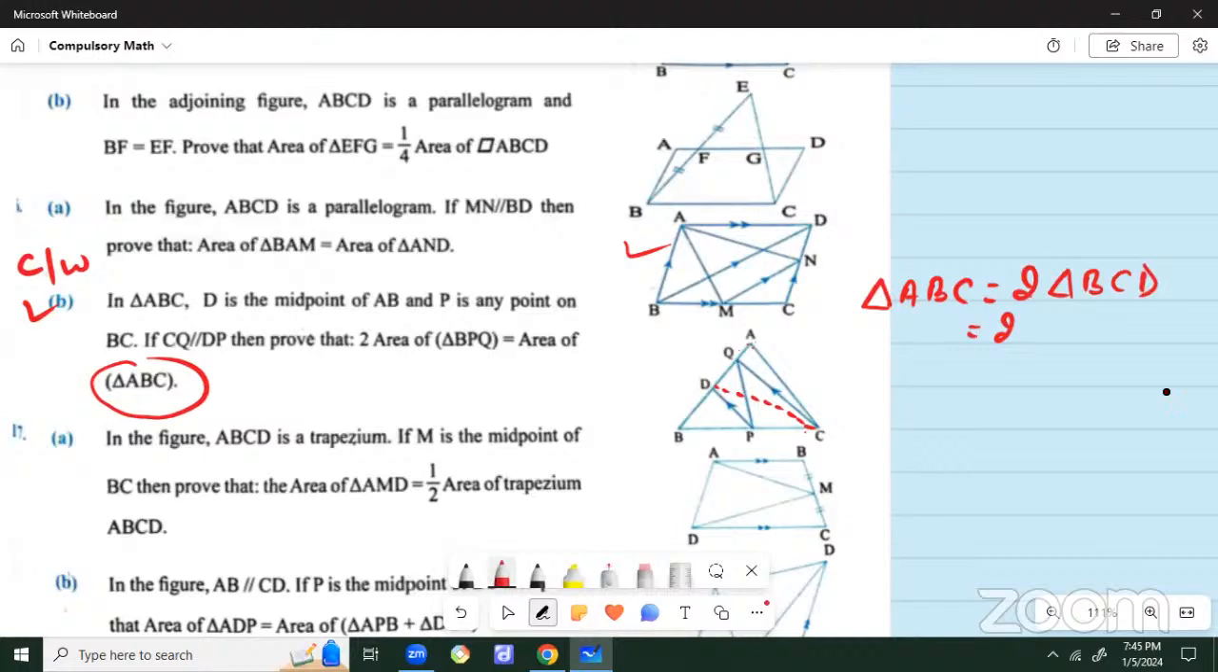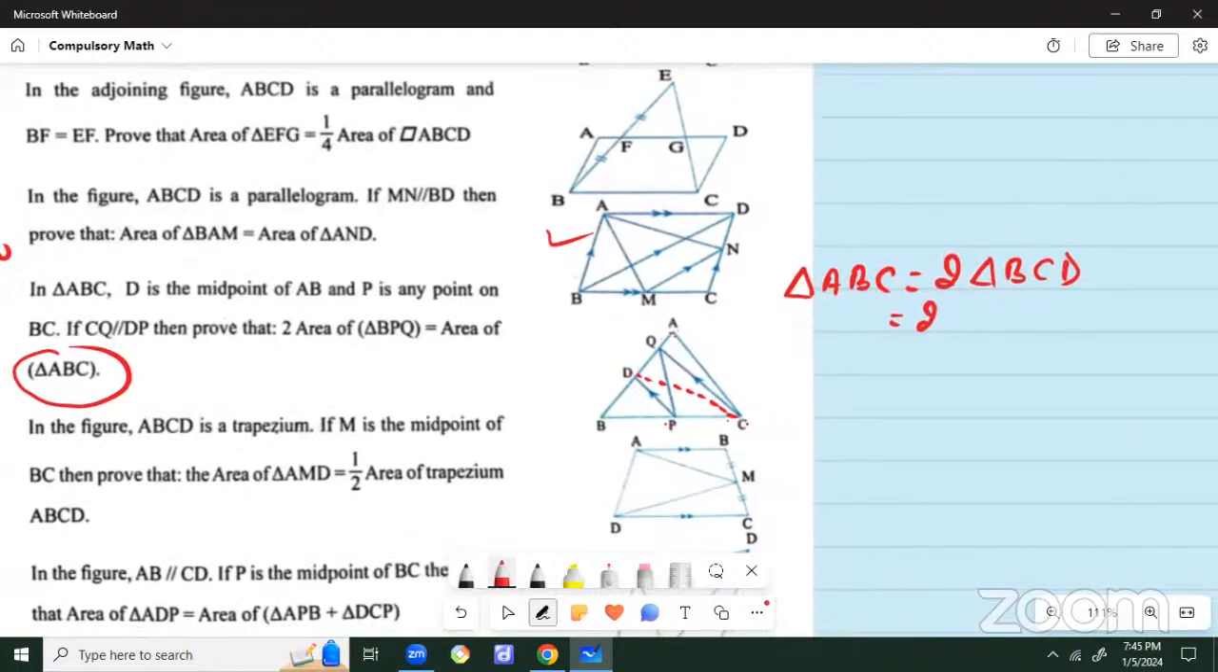As I said earlier, we have DCP and DPQ equal in area. Now, if you use the whole part axiom and try to break down this BCD, can we write the area of triangle BCD as the sum of triangle BPD plus triangle PDC? Can we write? DPC, yes, sir. PDC.